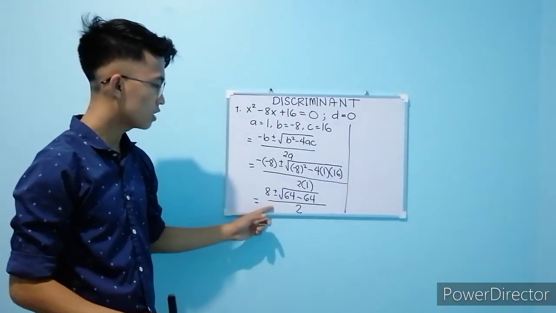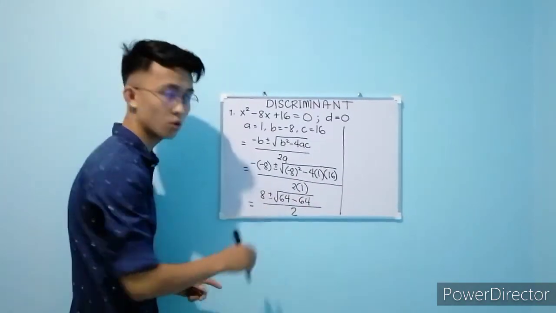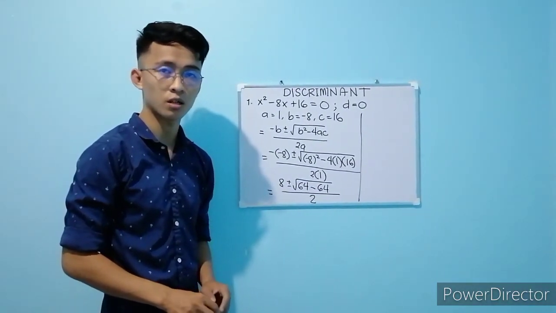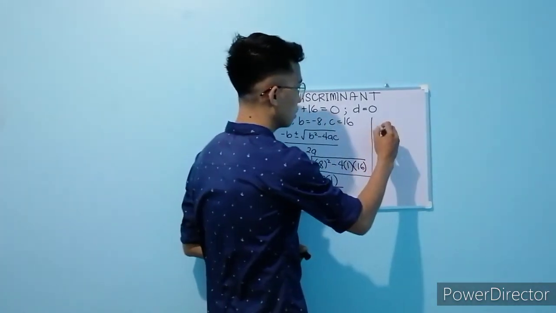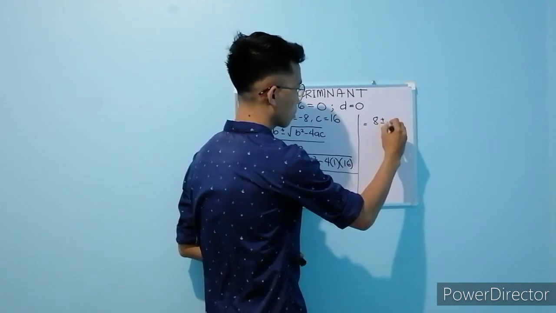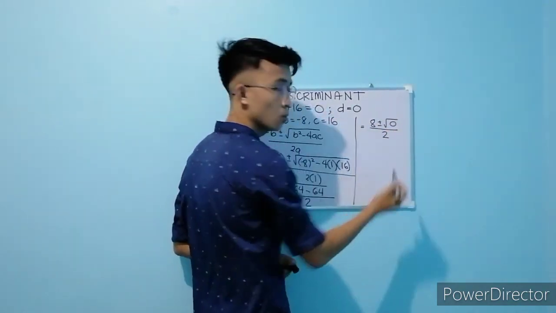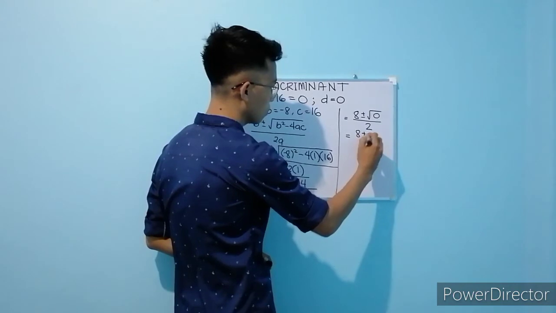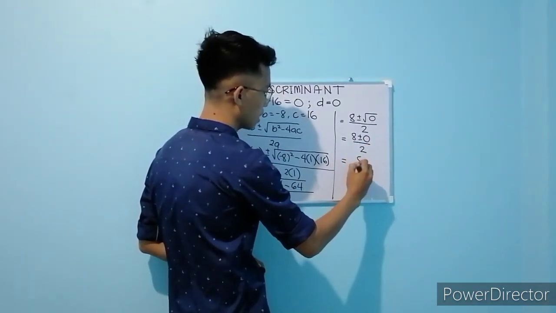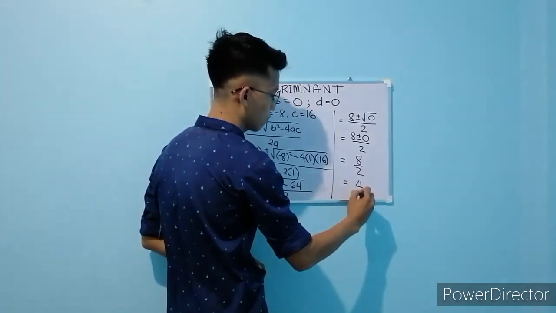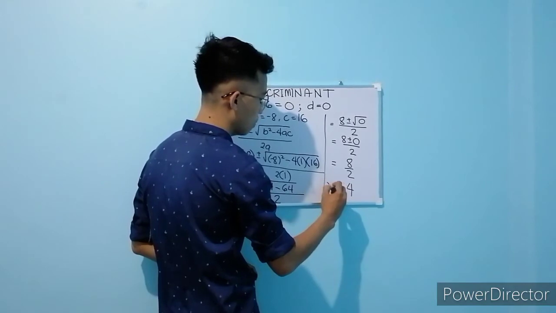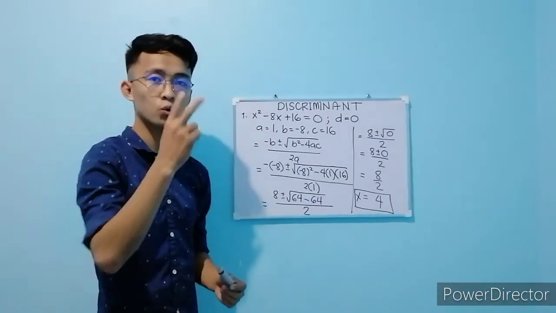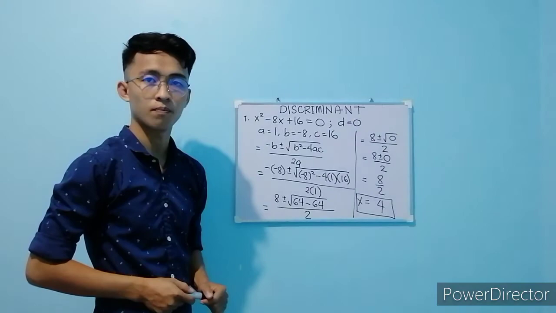Let's further simplify. Let's simplify first what is inside the radical sign, which is the radicand. 64 minus 64 is 0. So we have 8 plus or minus the square root of 0 over 2. Simplifying further, 8 plus or minus 0 over 2, that would be 8 over 2, which is equal to 4. So our root is x equals positive 4.